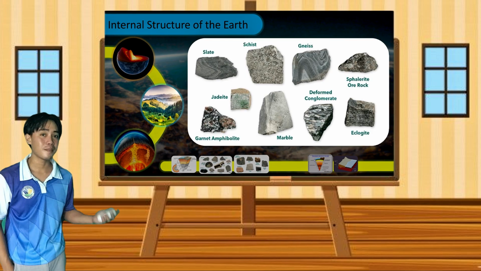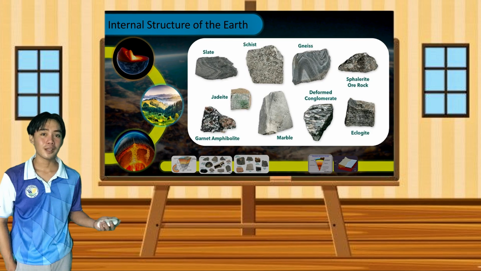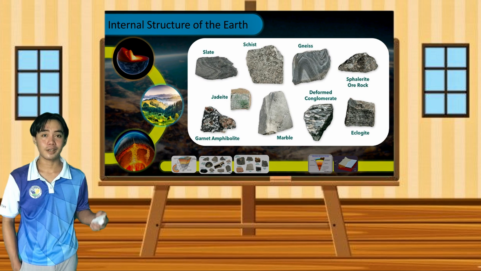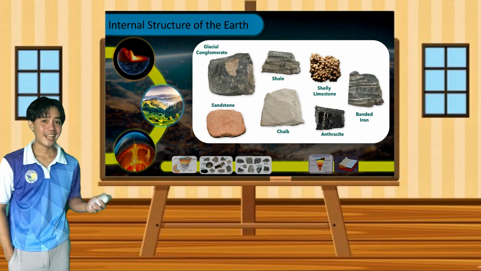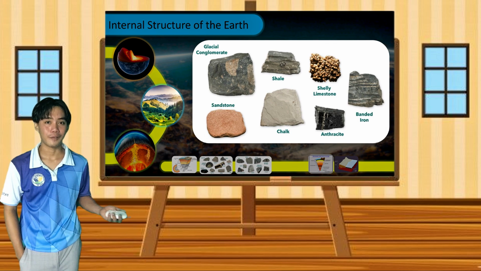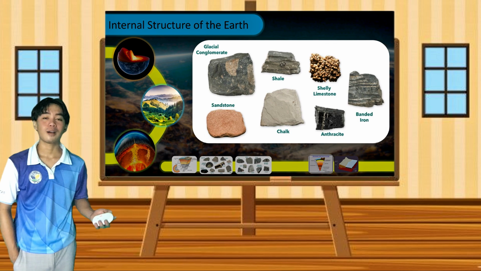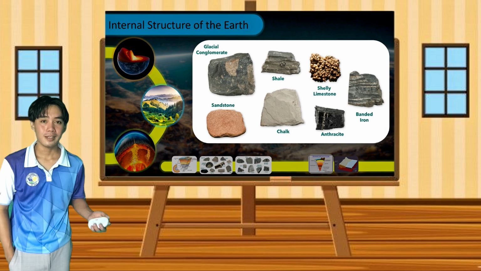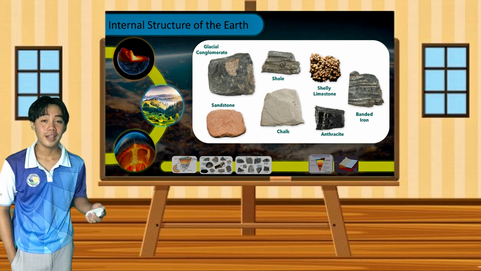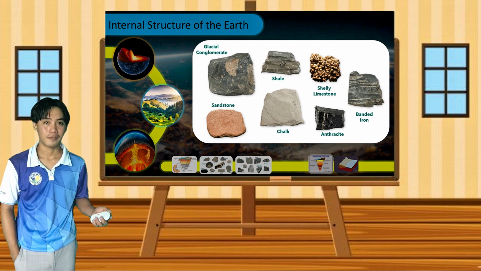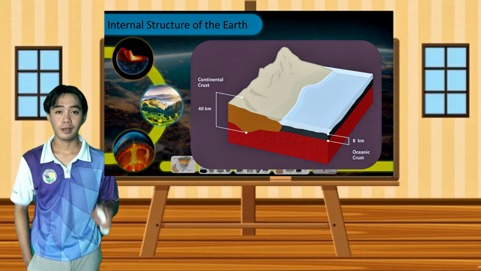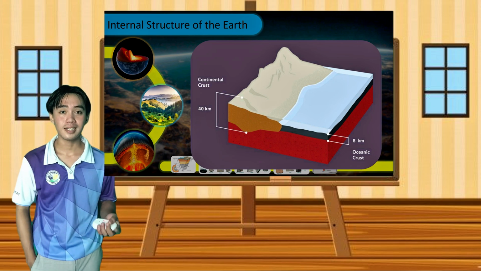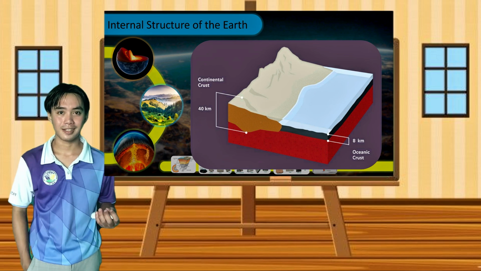Next we have metamorphic rocks. These metamorphic rocks have undergone drastic changes due to pressure and heat. And lastly, we have sedimentary rocks. Sedimentary rocks are formed when sediments or materials accumulate at the Earth's surface. The Earth's crust is divided into two types. We have the continental crust and the oceanic crust.